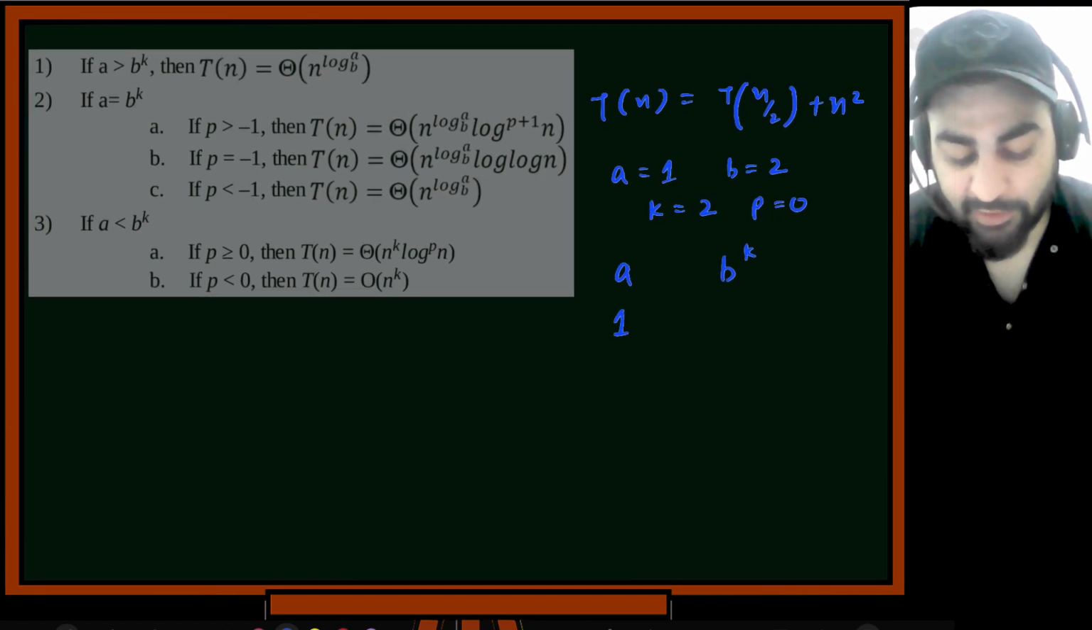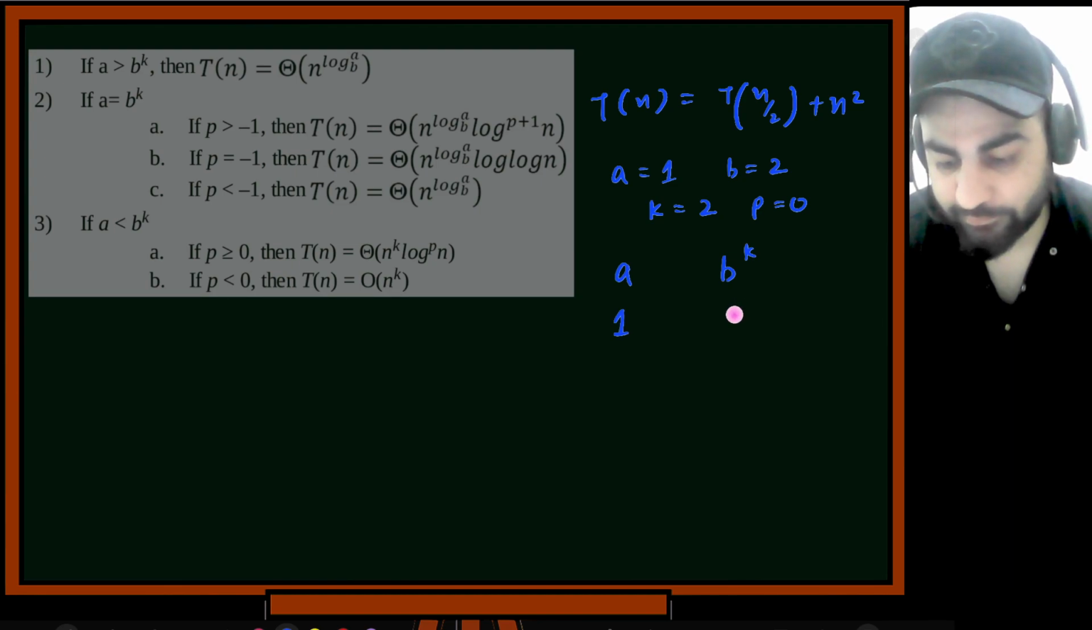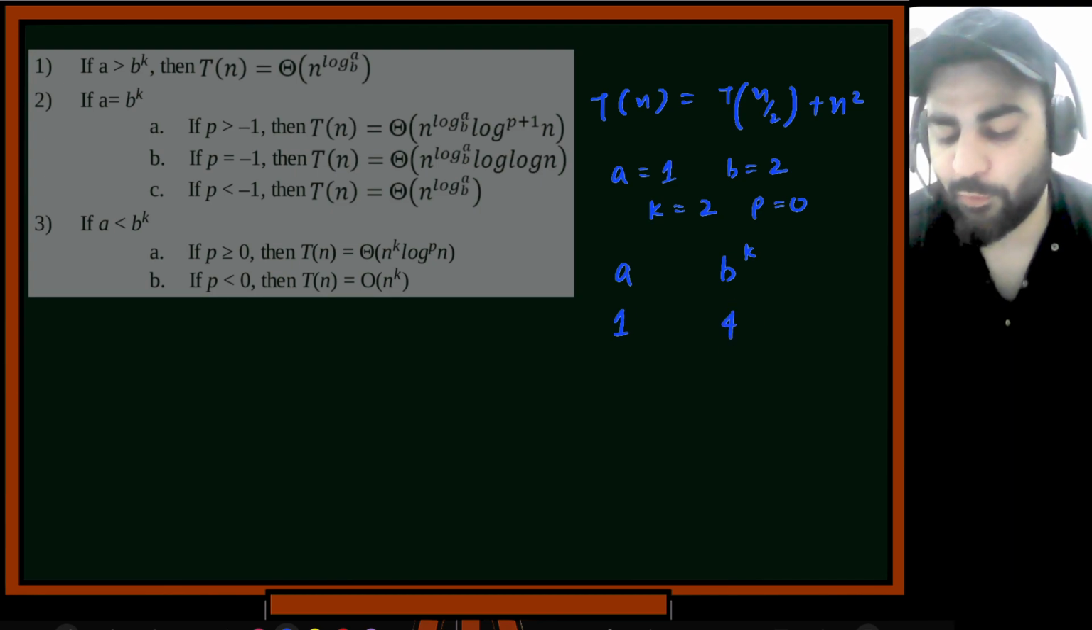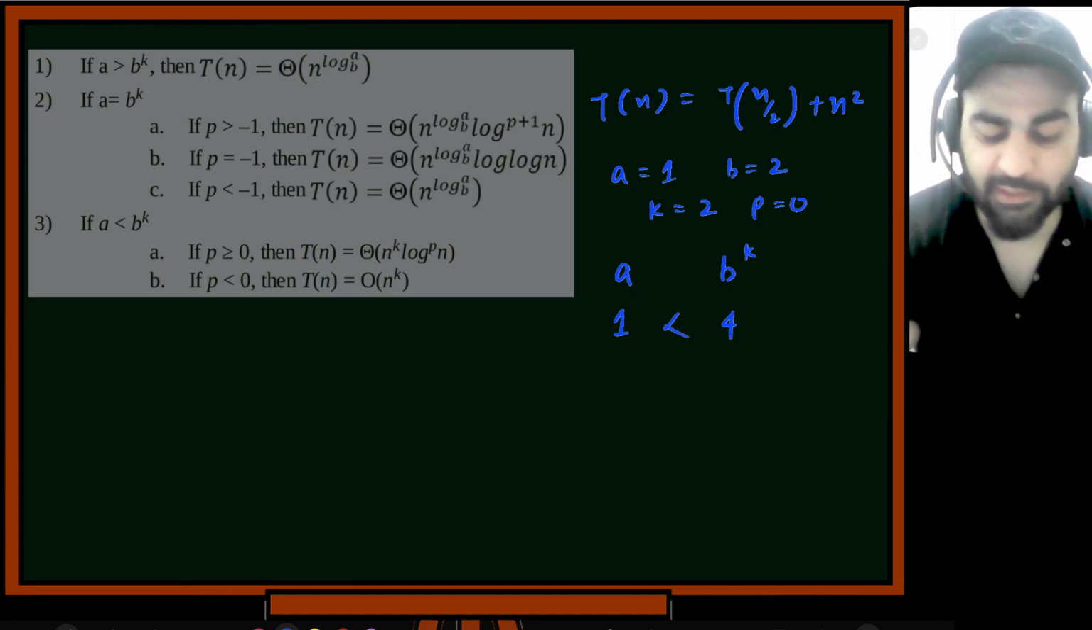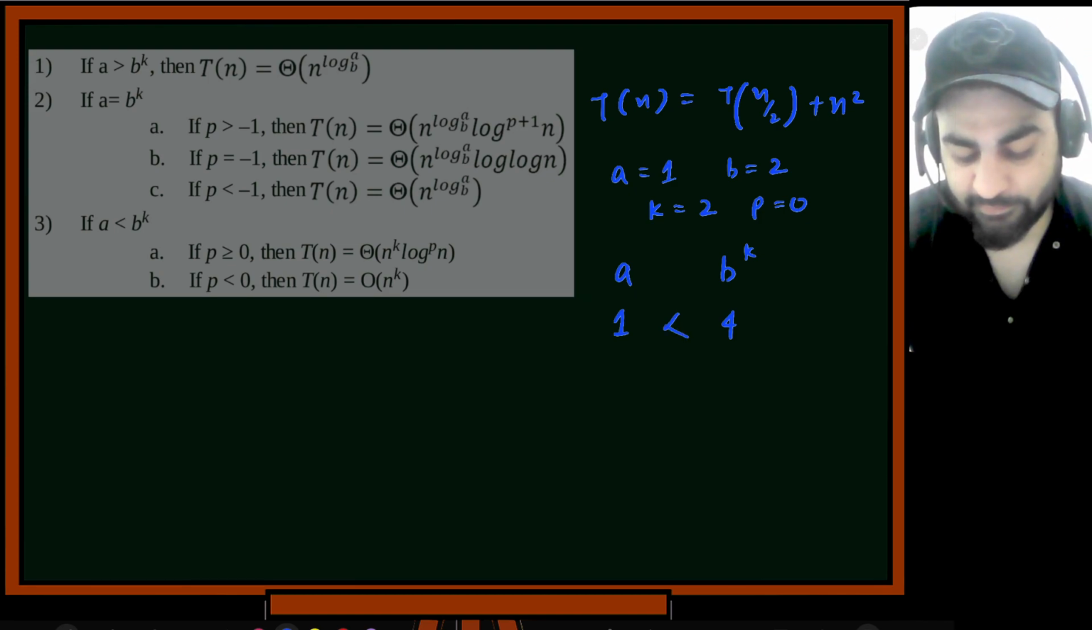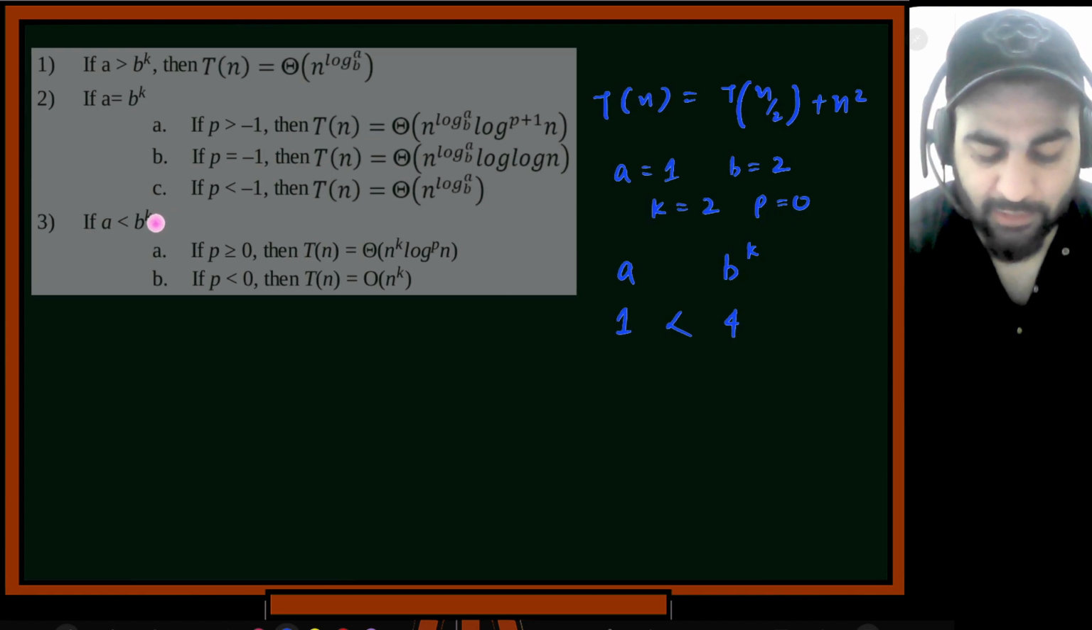Amir, what is b to the power k? Sir, it's 4. So here now 1 is less than 4. Okay, so which case does it belong to? Case 1, 2, or 3? Sir, it belongs to case 3. So this is the case it belongs to, the third case.